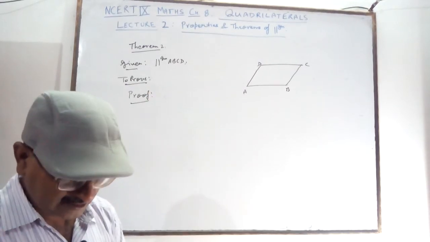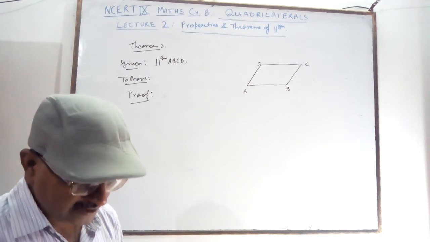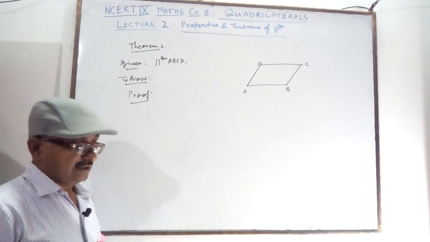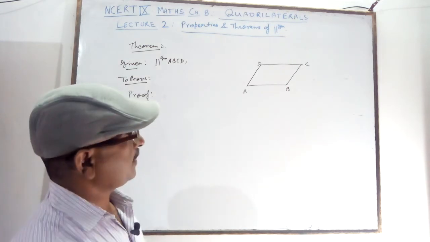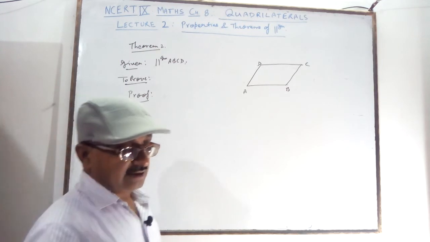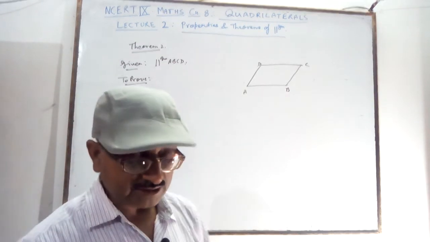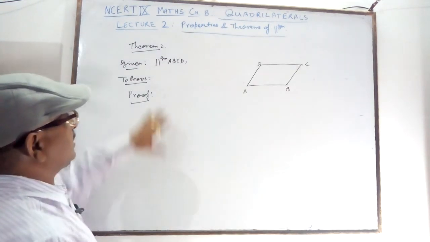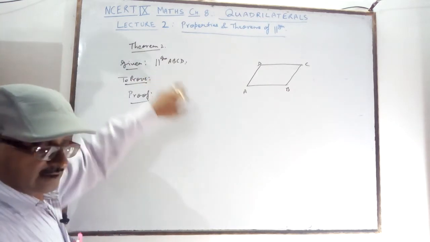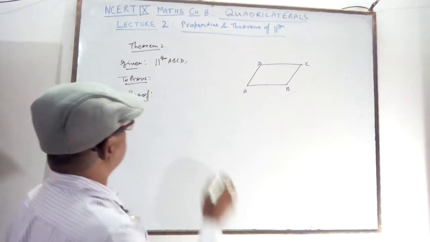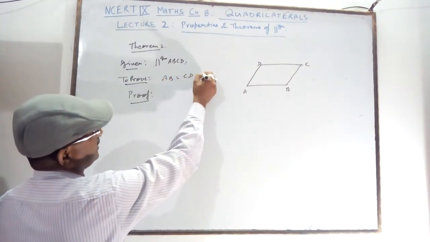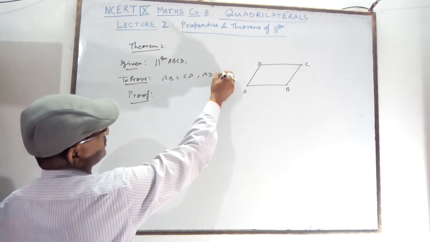How will you write this? Everything you will write down. In this you can apply any conditions. Parallelogram is given, it means opposite angles are equal. So to prove, AB is equal to CD and AD is equal to BC.